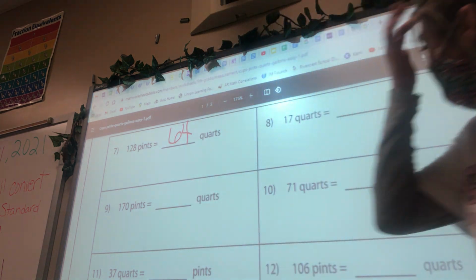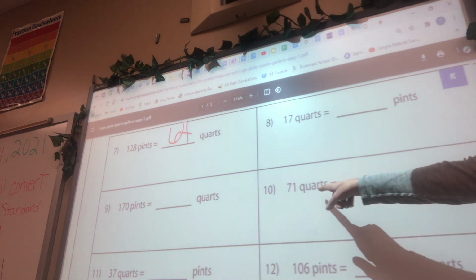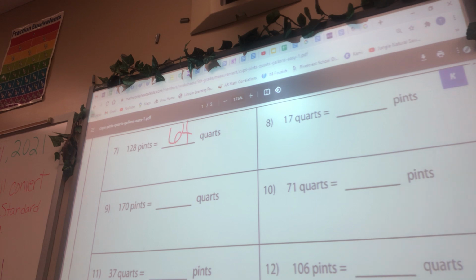I think I need to do it again. What if I'm going from quarts to pints? Higher. It's going to be a bigger number, isn't it? So I know I'm multiplying. Well, I look at my big G. What's the relationship between quarts and pints? 2. So I would multiply times 2.